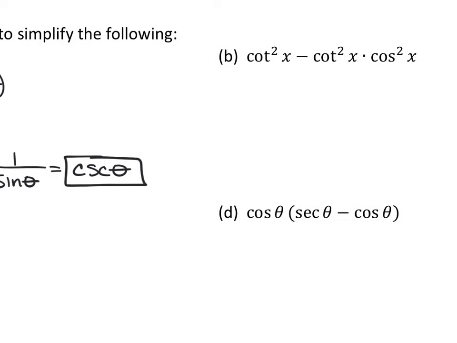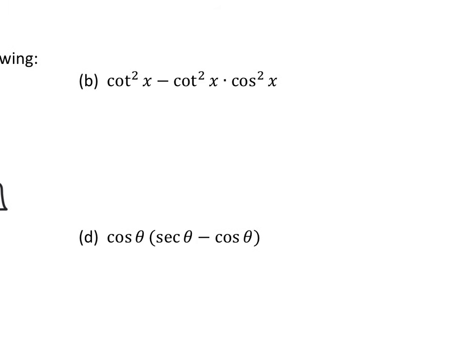All right, here we go. Number B. We're going to reduce this one. We have cotangent squared of x minus cotangent squared of x times cosine squared of x. Okay, some things we can do is we can change things into terms of sine and cosine. We can factor. We can find common denominators if needed. What do you guys think we should do first here?